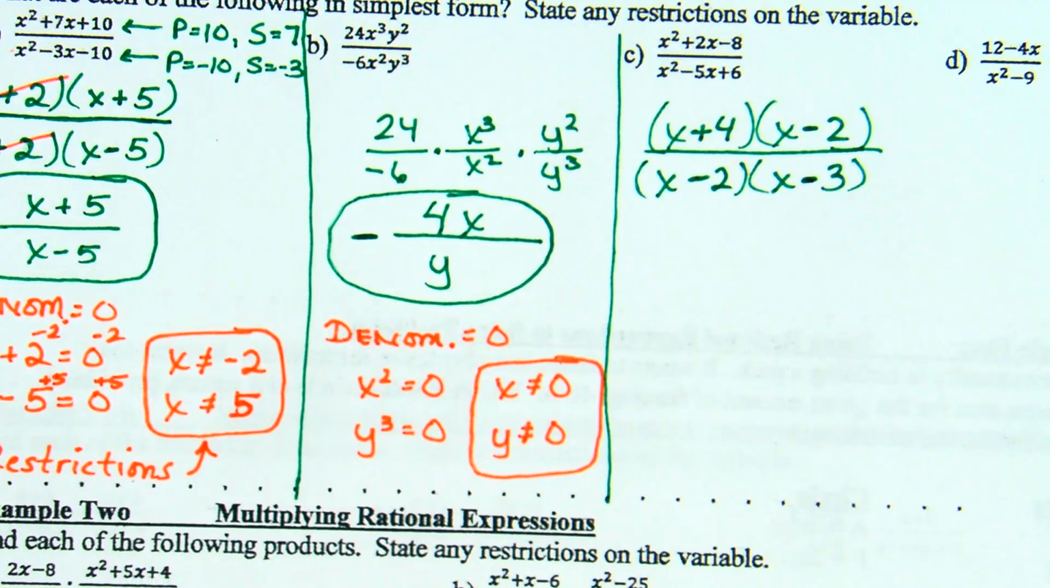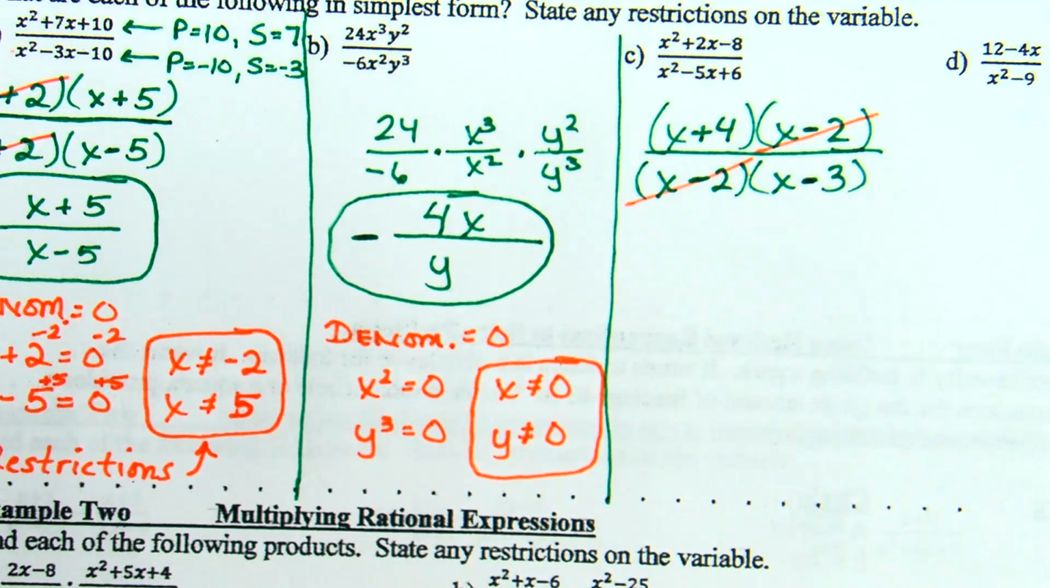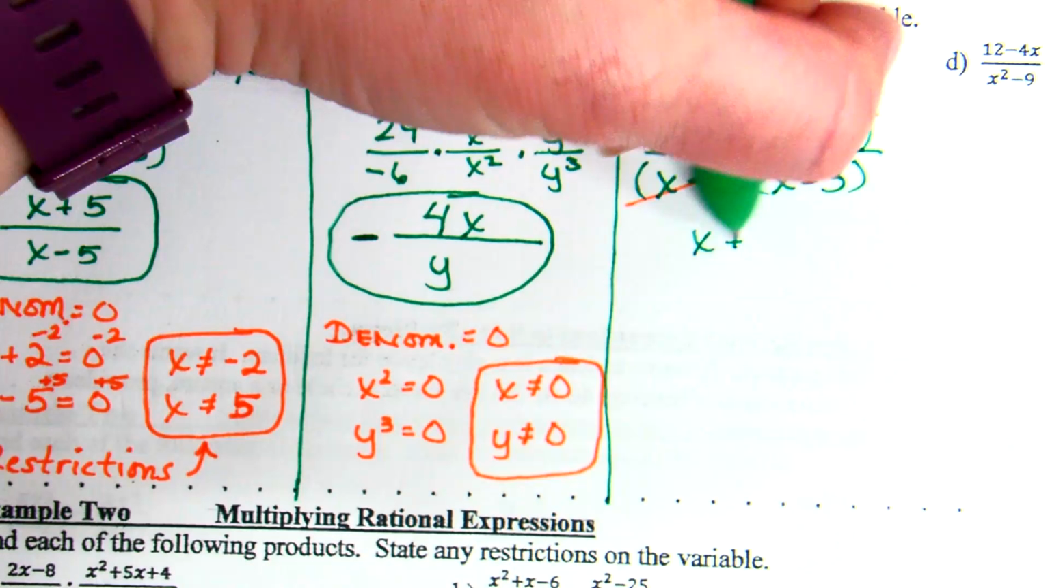Common mistake here would be to say 1 and 6, because 1 and 6 multiply to be 6 and they subtract to be 5. So you have to watch the signs here. In this case, it's 2 and 3. Okay, what do you notice? We have a factor of x minus 2 that cancels. Anything else cancels? No, so what's my answer? X plus 4 over x minus 3.